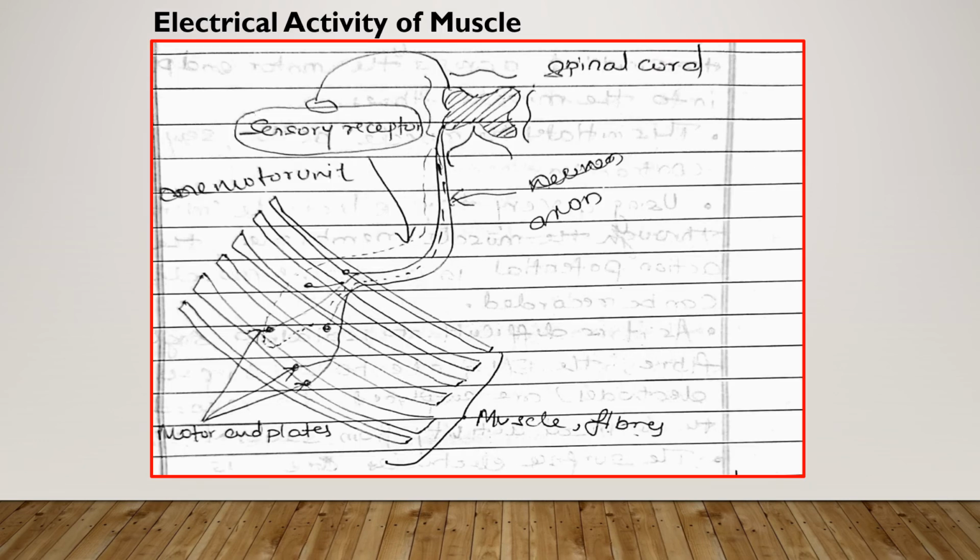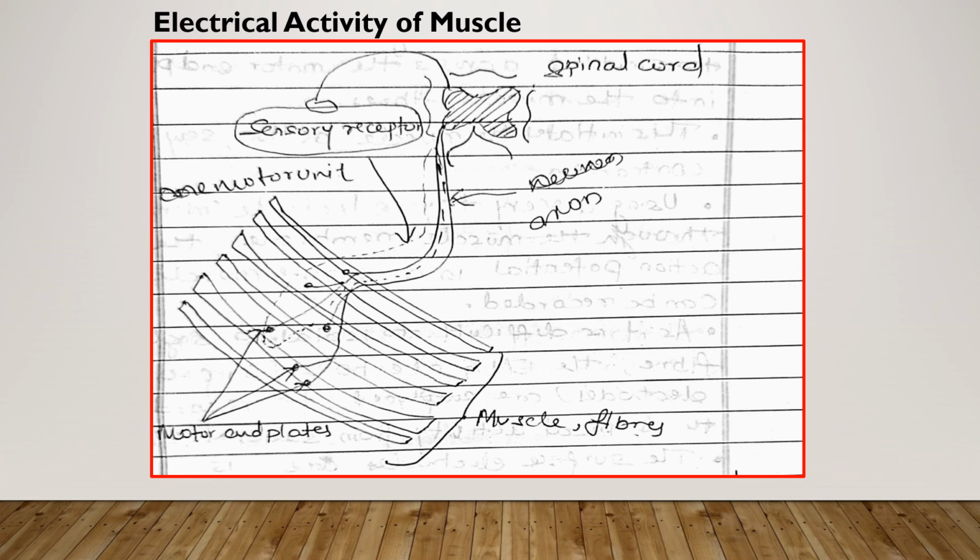Next is the electrical activity of muscle. The record of potential from the muscle during movement is called the electromyogram or EMG. The measurement of electrical activity of muscle gives important diagnostic information. A muscle is basically made up of many motor units. These are the many motor units.